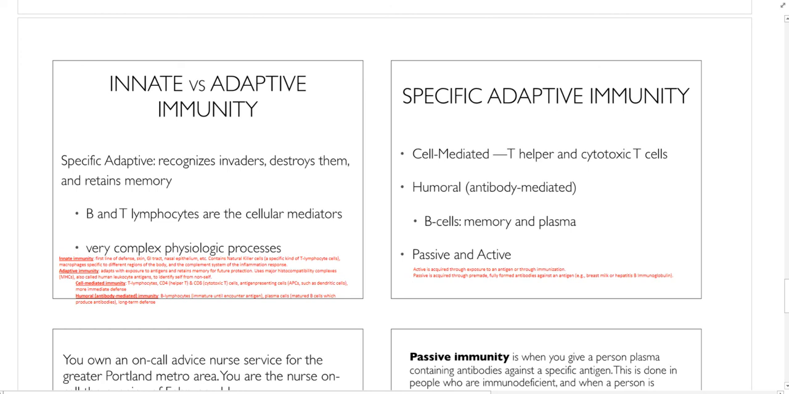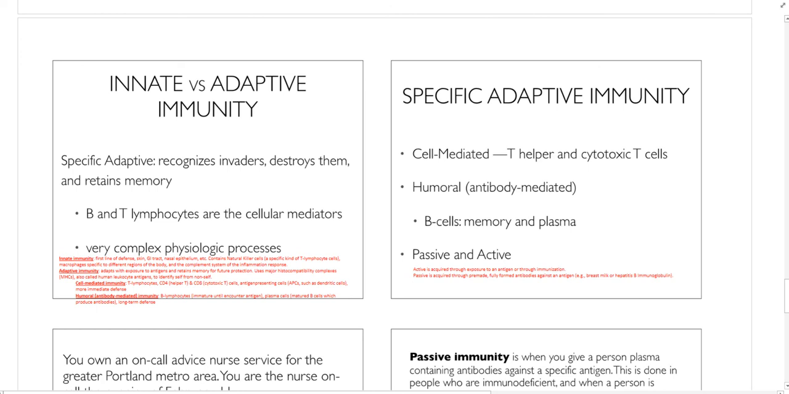If they do get in, we have things like natural killer cells, macrophages in specific parts of the body, the complement system. All of these things are going to do a great job of identifying, hey, you don't belong here, let's kill you. But sometimes it's not enough, at which point we then have to go on to adaptive immunity, where we then have things like cell-mediated immunity and antibody-mediated immunity.